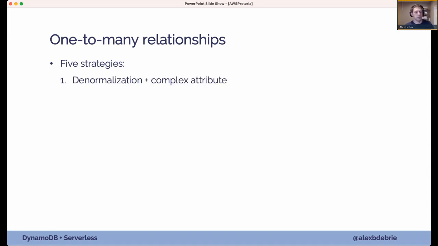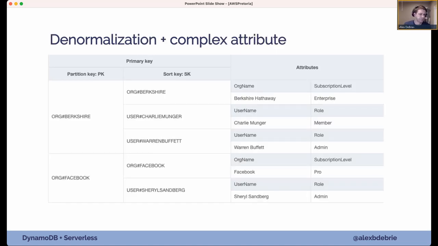So the first strategy is what I call denormalization using a complex attribute. Let's go back to that example we already had, this SaaS application, right? We've got an organization, we've got some users. Because this organization has subscribed to our plan, they have to set up some sort of payment method, right, of how they're going to pay for this. And maybe we allow them to set up multiple payment methods, right?